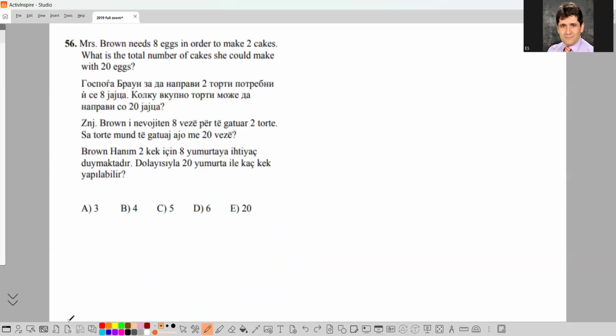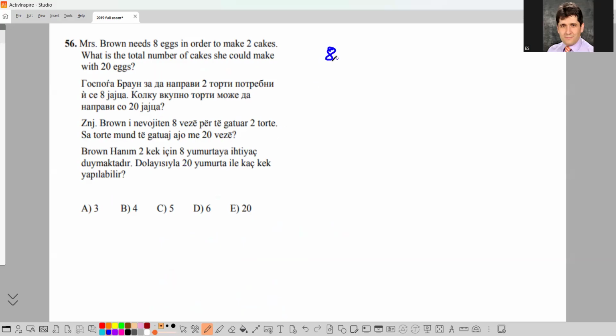Mrs. Brown needs 8 eggs in order to make 2 cakes. What is the total number of cakes she should make with 20 eggs?